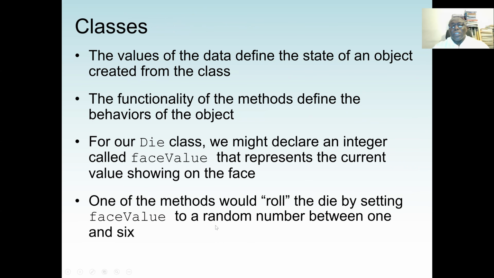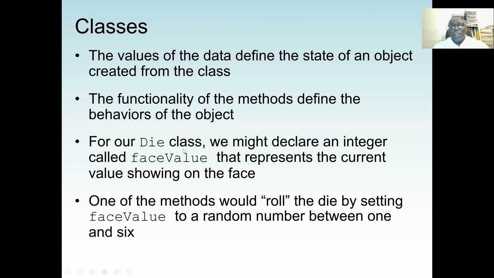So the values of the data define the state of an object created from the class. And we make the instance variable values. That's why we always use the constructor to set the instance variables if we are using a constructor with parameters. Without the parameters, then we set the default values for the instance variables of the class. So the functionality of the method defines the behaviors of the object.